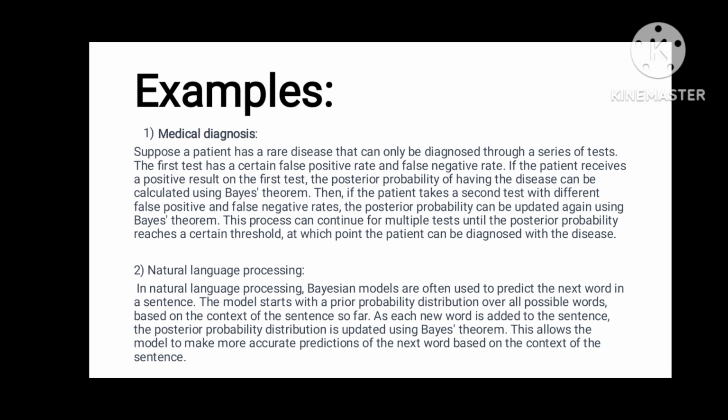Natural language processing. In natural language processing, Bayesian models are often used to predict the next word in a sentence. The model starts with a prior probability distribution over all possible words based on the context of the sentence so far. As each new word is added to the sentence, the posterior probability distribution is updated using Bayes theorem. This allows the model to make a more accurate prediction of the next word based on the context. Suppose we are speaking some words; as we add more words, you can predict what the next word will be.